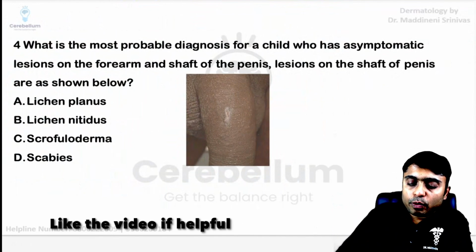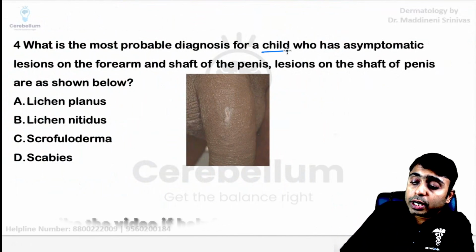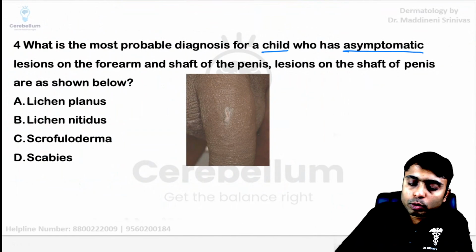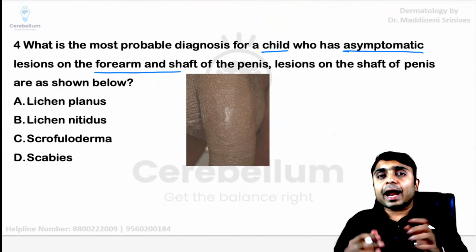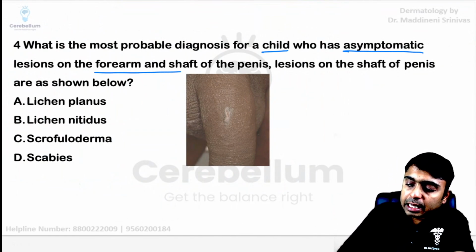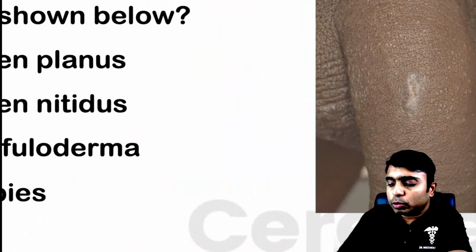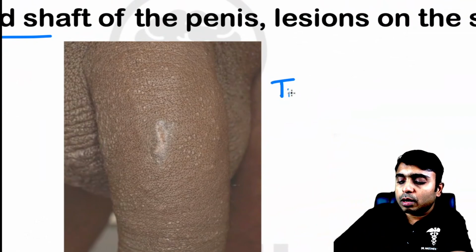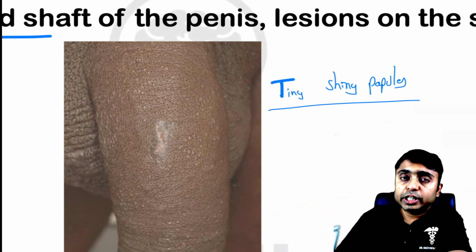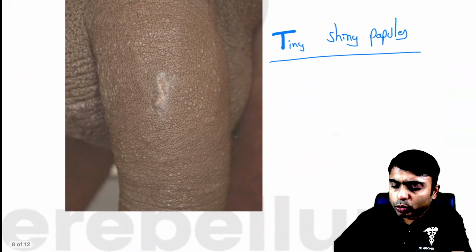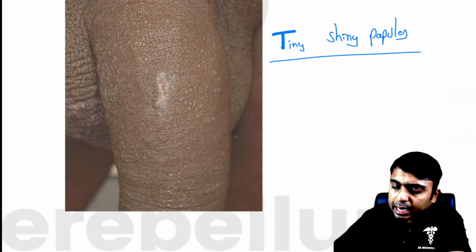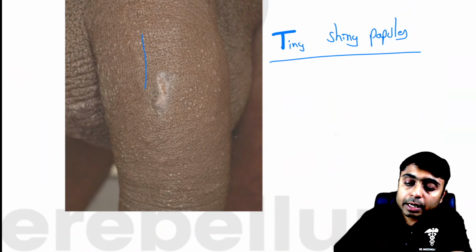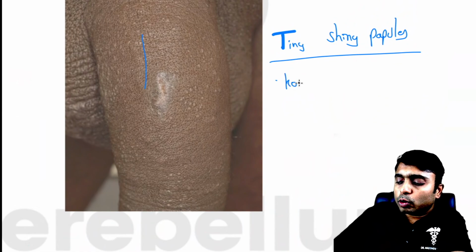This is the next MCQ. What is the most probable diagnosis for a child who has asymptomatic lesions on the forearm and also shaft of the penis? And if you look at these lesions, you are able to see that there are tiny shiny papules, tiny shiny papules which are present over the penis. And if you observe carefully, some of these lesions are having this linear pattern, which is telling us about the Koebner's isomorphic phenomenon being positive.